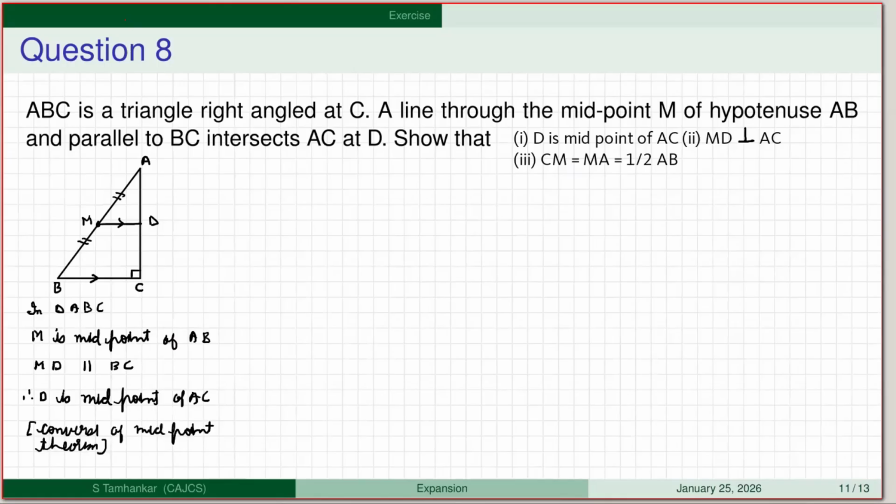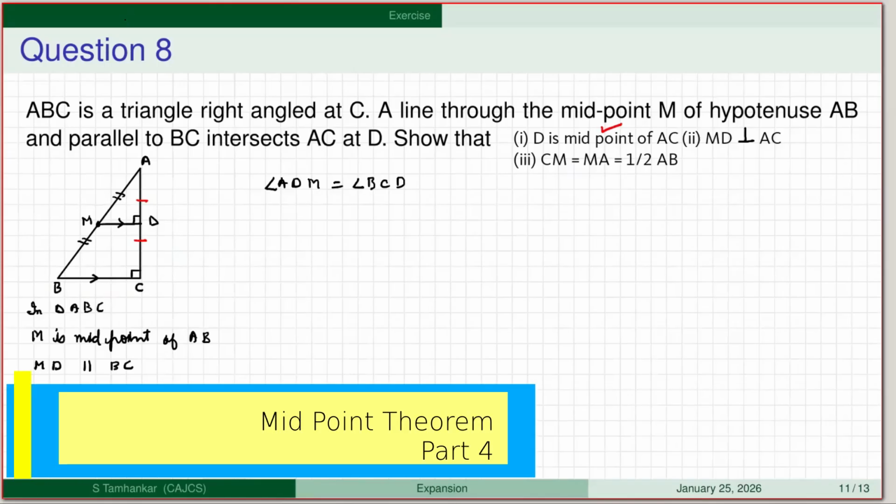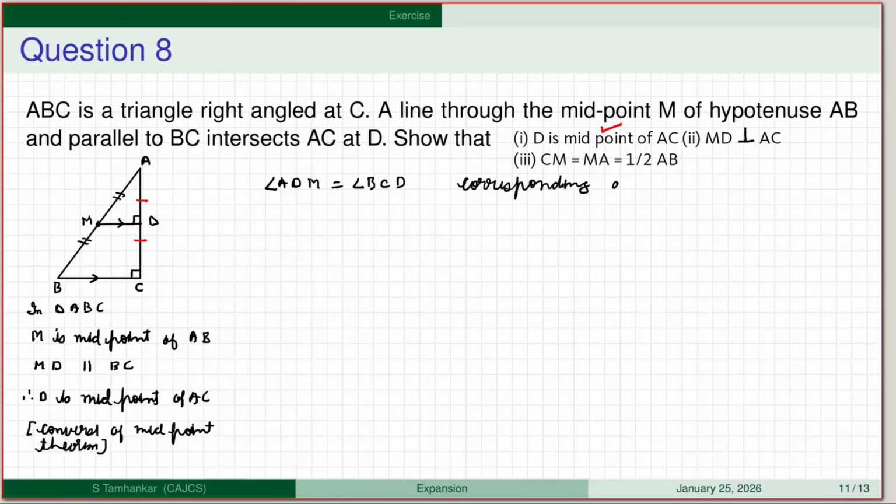So now that we have got this is a midpoint, that is solving one of our questions, and then we have to show the other part. That part is pretty easy. Angle ADM is equal to angle BCD, because these two lines are parallel, these angles are equal, they are corresponding angles. And therefore we get angle ADM equal to 90 degrees, or we can say that MD is perpendicular to AC.